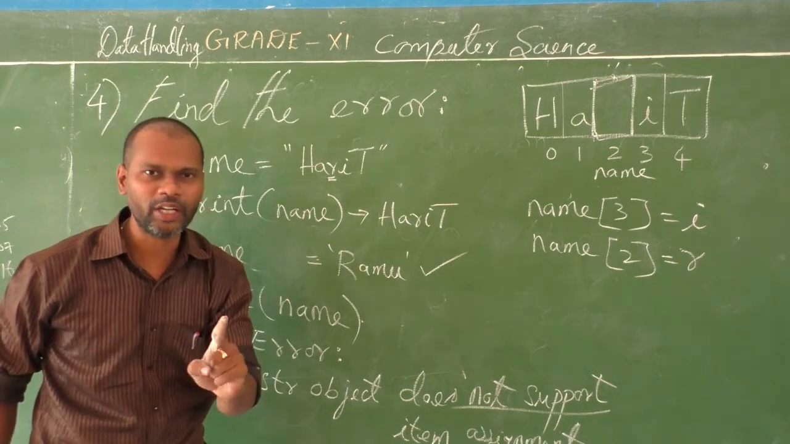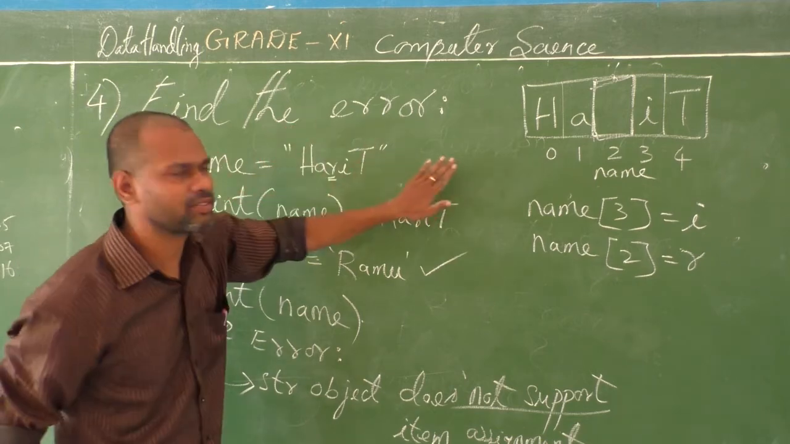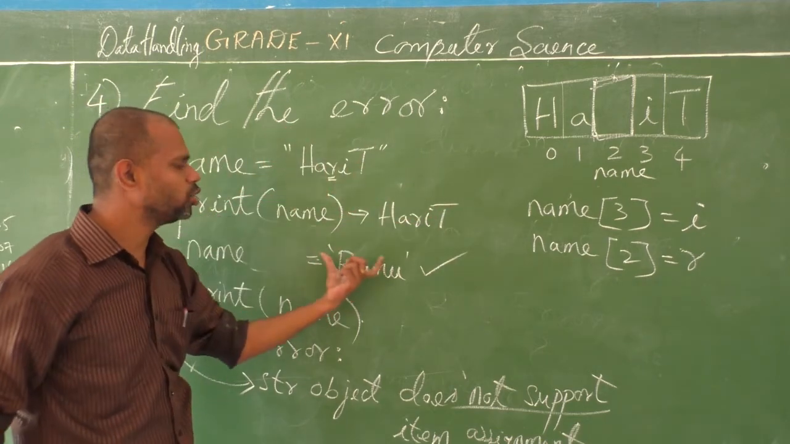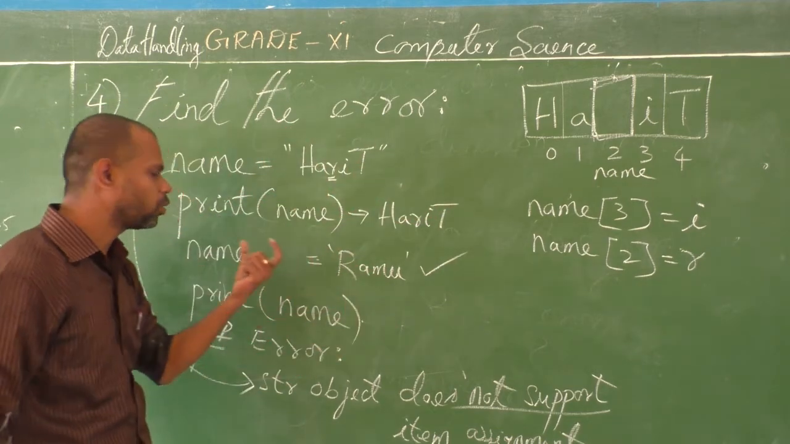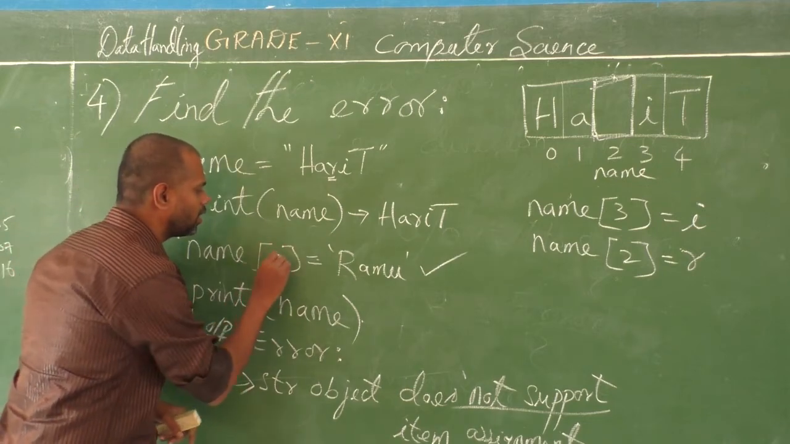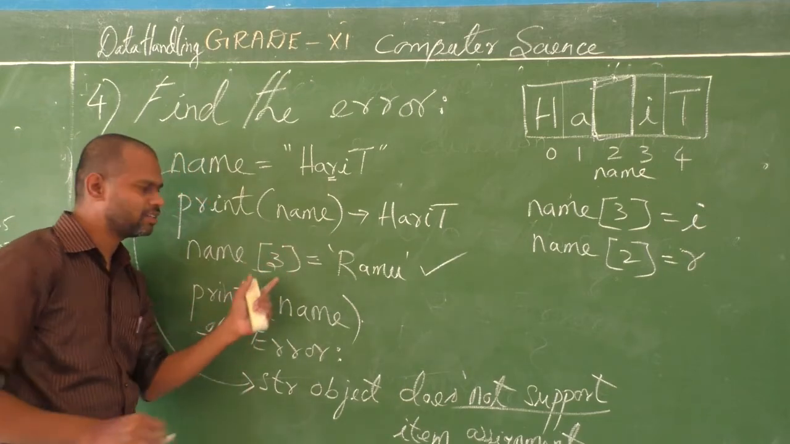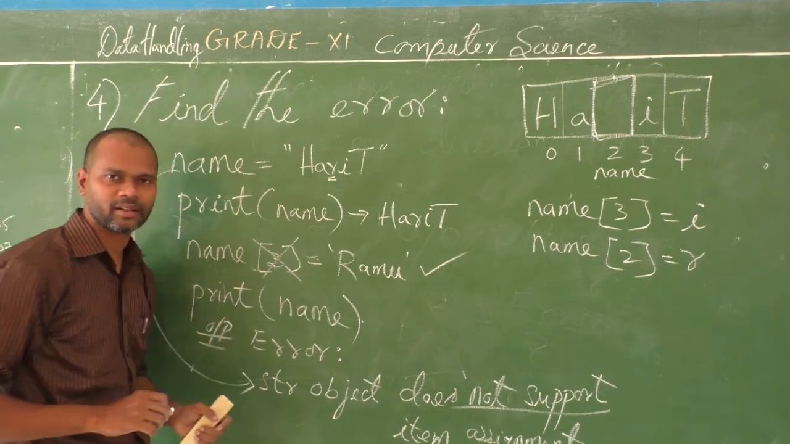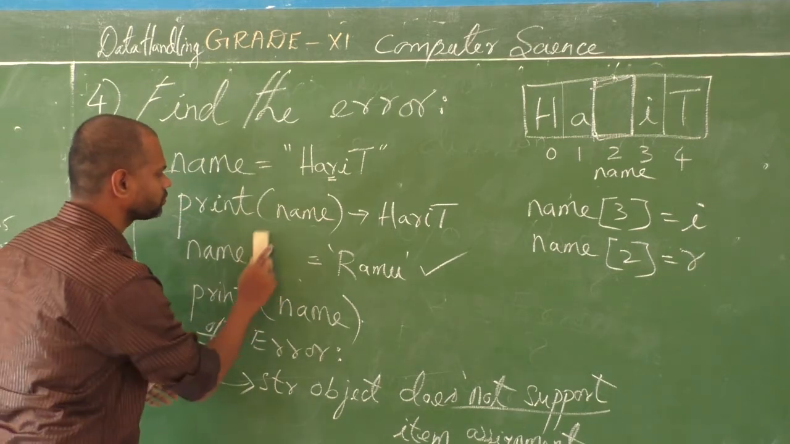But the only thing you can do now is completely erase this name and give a new name. It is possible. And one more thing, here in this place, if you give an index place, this also will show you an error. Understand?